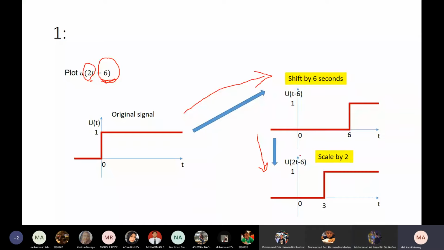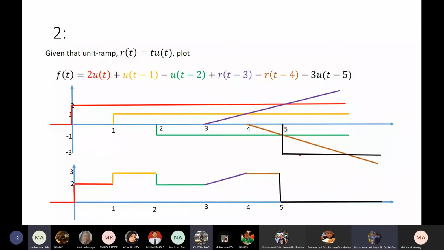Everybody got it? Yes, sir. Okay. Got it, sir. Everyone got it? Who didn't get it? Ikhwan maybe. Everyone got it? Okay. Number 2. Just got it, sir.